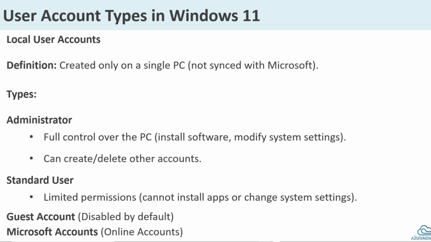Now, Microsoft accounts. That is the online account. This account connects to Microsoft cloud services, synchronizing your settings across devices. It's different from local accounts because it uses your email address to log in. It can access OneDrive and the Microsoft Store. It can synchronize preferences between PCs. It offers better security features like PTO. It is required for some Windows features, but some users prefer a local account for more privacy.